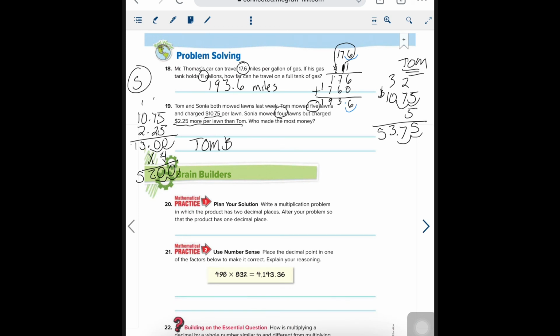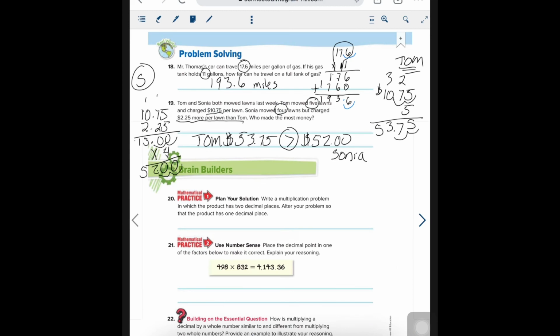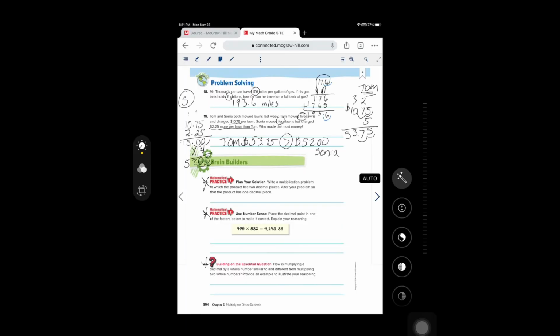So who made the most money? So we're going to write Tom, and we're going to write his $53.75 is greater than, and then we're going to do Sonia, which is 52, and I'm just going to put her name down here. That proves to me that you understand who made the most money. And we are actually going to skip number 20, 21, and 22. All right, join me on your homework.